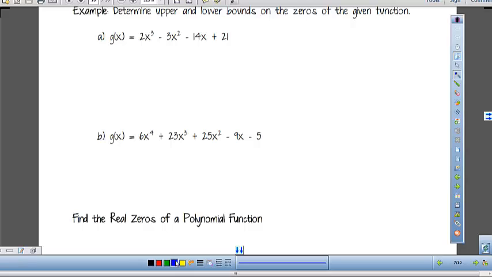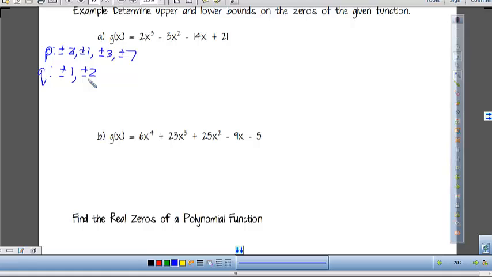First of all, we're going to come up with a list of possibilities. So we've got plus or minus for p's: plus or minus 21 and plus or minus 1, and then 3 and 7. For q, we've just got plus or minus 1 and 2. So our list of possibilities is plus or minus 1, plus or minus 3, plus or minus 7, plus or minus 21, and then 1/2, 3/2, 7/2, and 21/2. Okay? All right, so that's our list of possibilities.